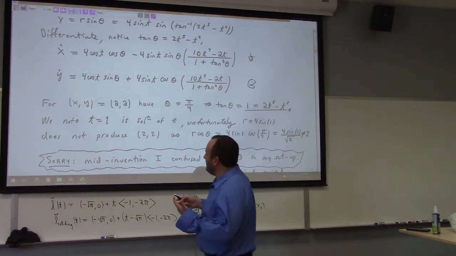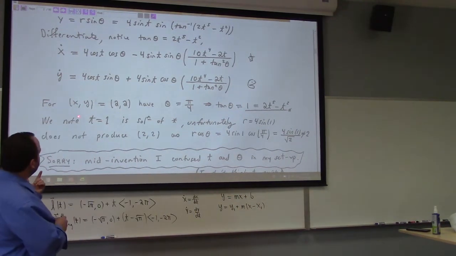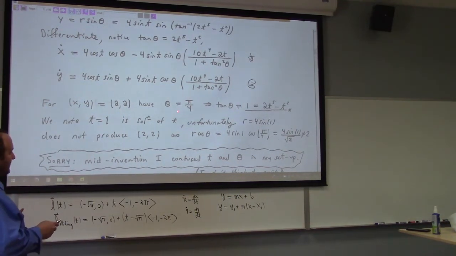So my hope was that you'd go, oh, well, if we're at 2, 2, that means theta is pi over 4. Great. And so that means that tangent of theta is equal to 1. And then 1 is equal to 2t to the 5th minus t squared, at which point you might see that there's an easy solution to see here, right?